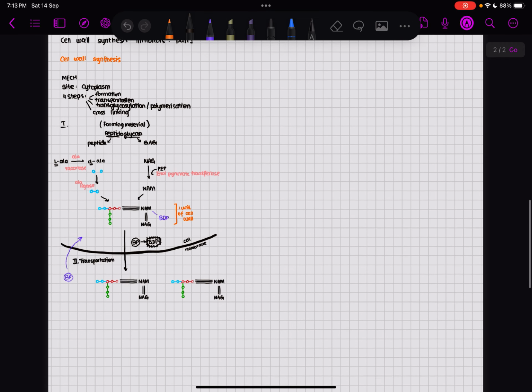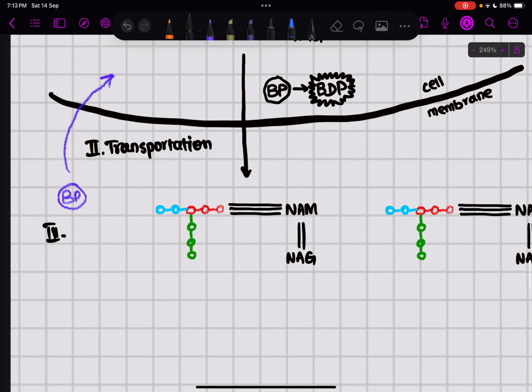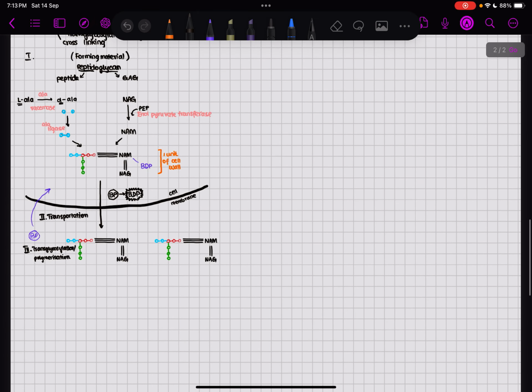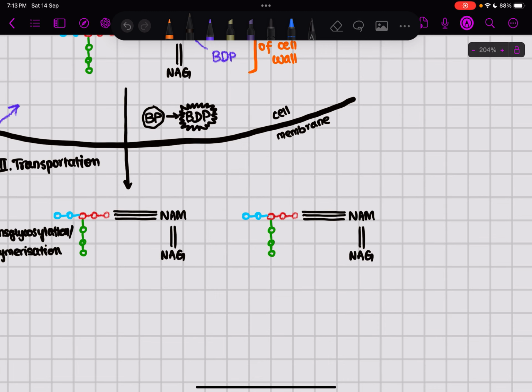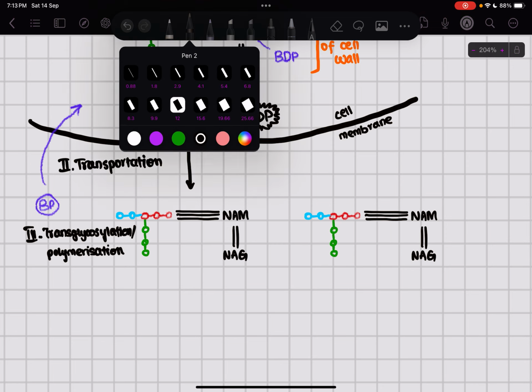Now what we are going to look at is the transglycosylation or polymerization part. So for this, what are we supposed to do? This N-acetyl-muramic acid, right? It will combine. So it is called as parallel linking. That part is the transglycosylation or polymerization.